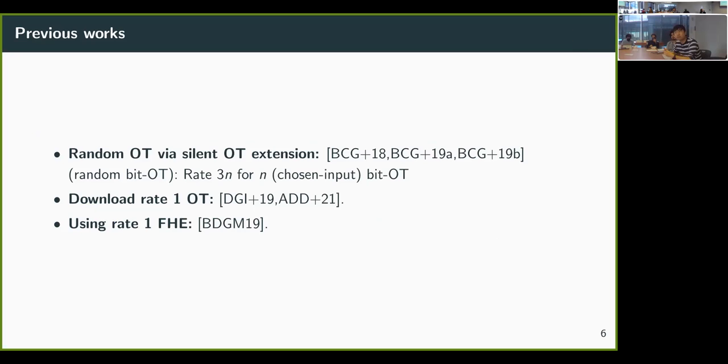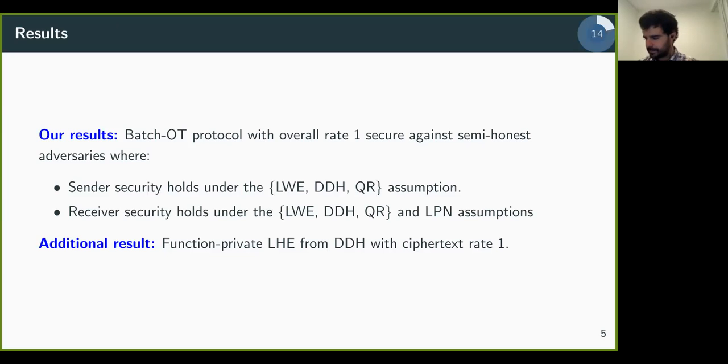Another question. If we assume LWE and use FHE, then, going back to the previous slide, do we still need the LPN assumption for receiver security? No, if you use FHE, you just need LWE. It was actually not a goal of this work to achieve OT from LWE, but we also get it.